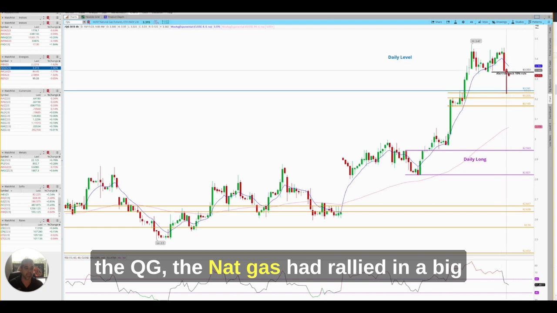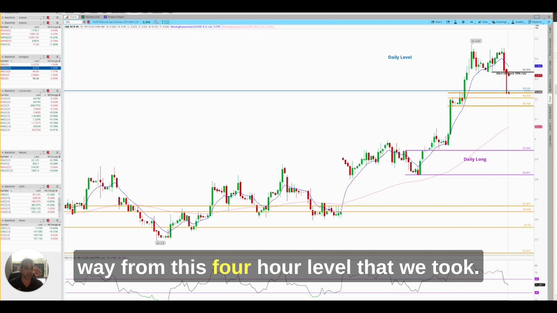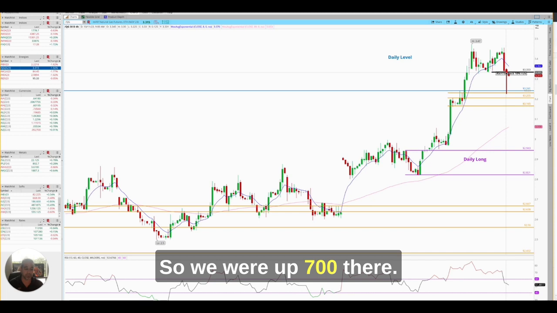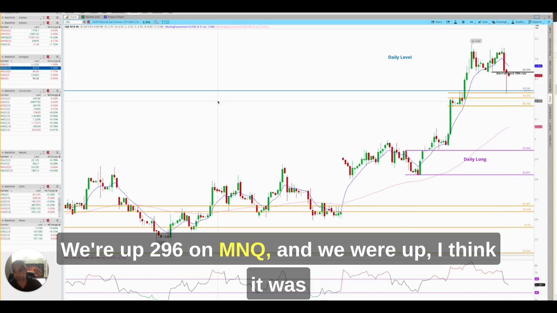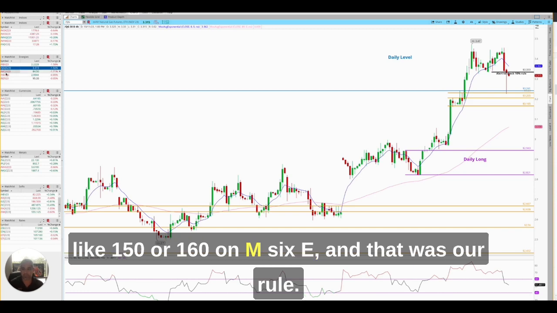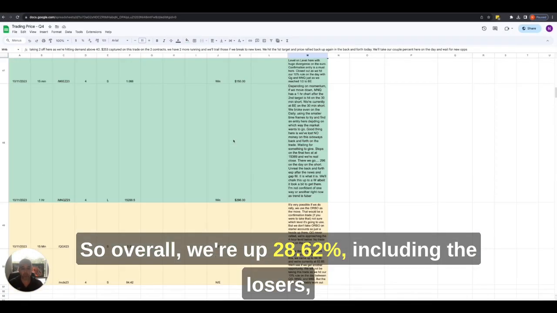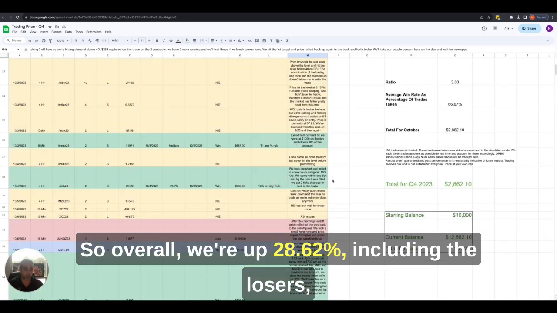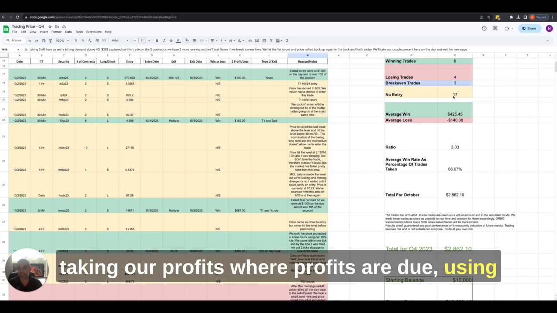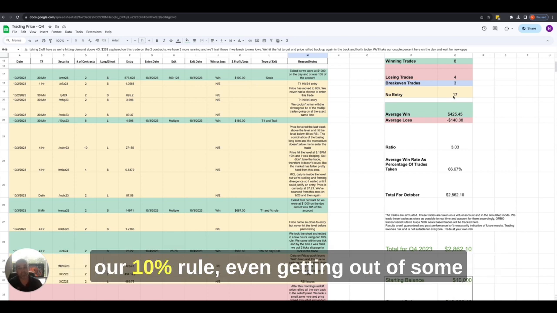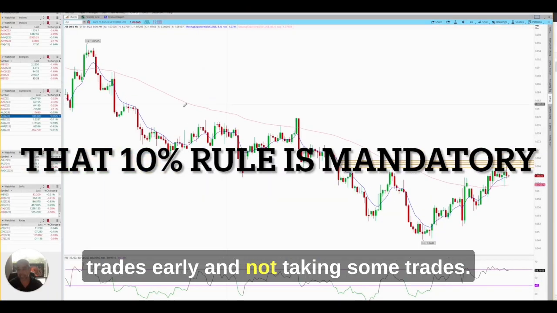the QG, the nat gas, had rallied in a big way from this 4-hour level that we took. So we were up 700 there. We're up 296 on MNQ. And we were up, I think it was like 150 or 160 on M6E. And that was our rule. So overall, you know, we're up 28.62%, including the losers. Okay. Taking our profits where profits are due, using our 10% rule, even getting out of some trades early and not taking some trades.